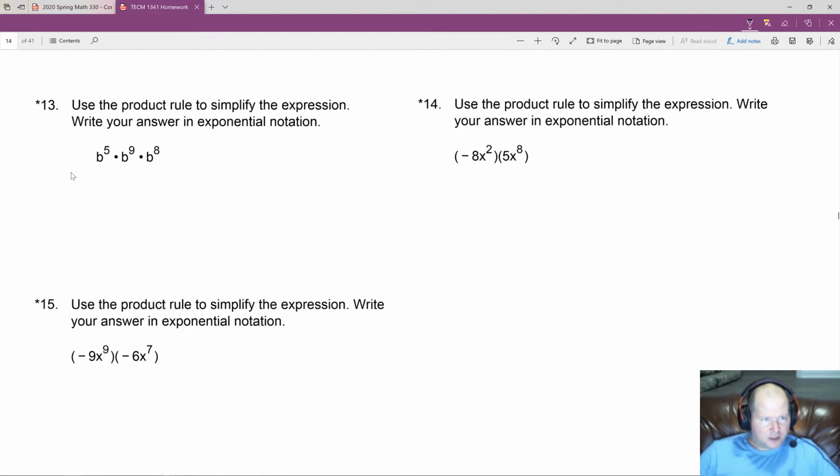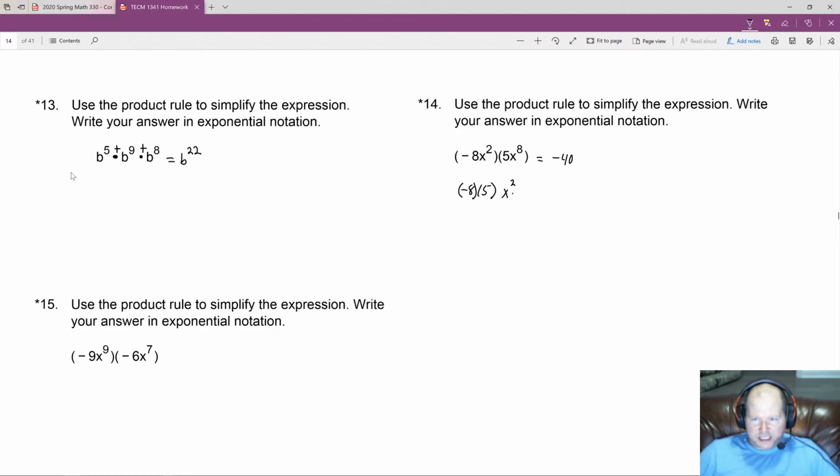Next we say use the product rule to simplify the expression. Write your answer in exponential notation. Alright, so because all these have the same bases, we simply add all the exponents together because they're being multiplied together. So b to the fifth times b to the ninth times b to the eighth, you're going to say 5 plus 9 is 14. 14 plus 8 is 22.